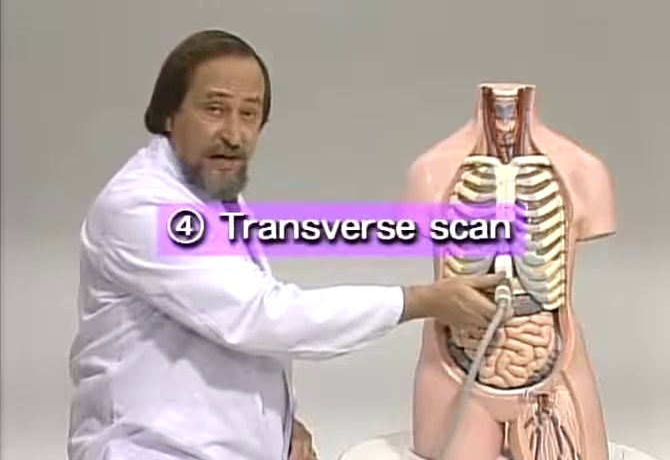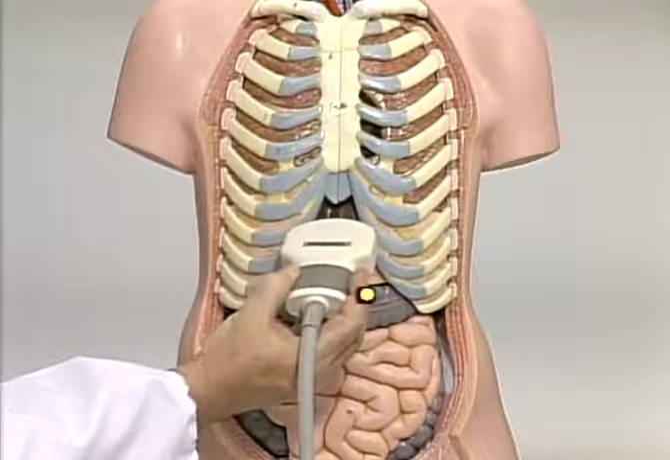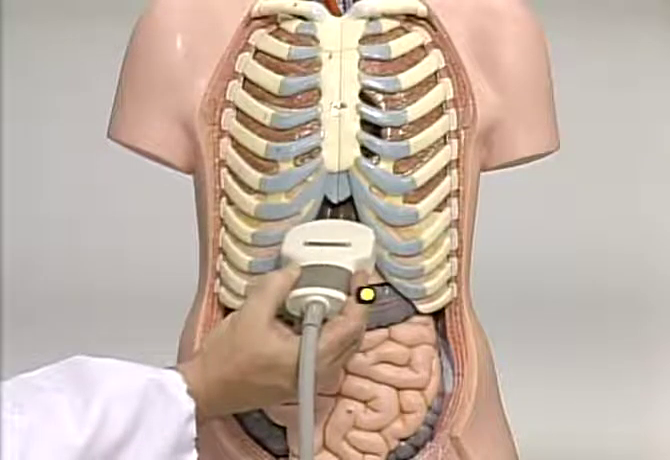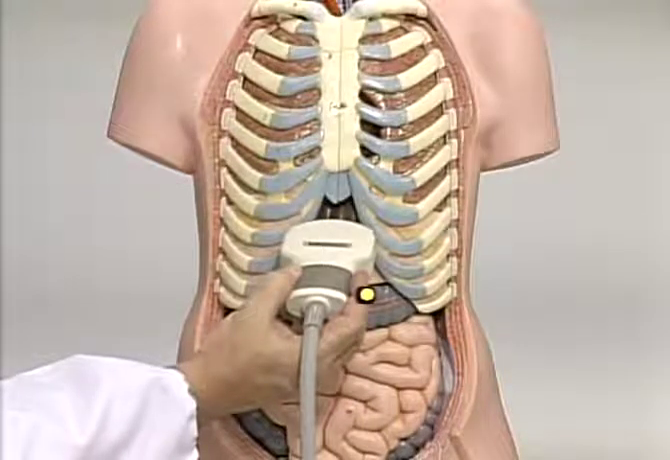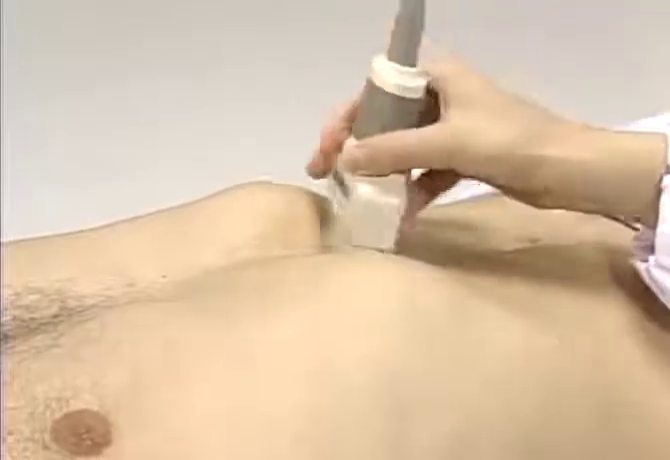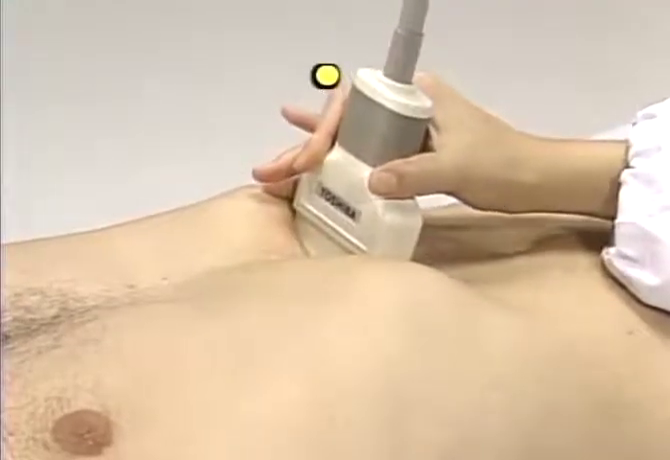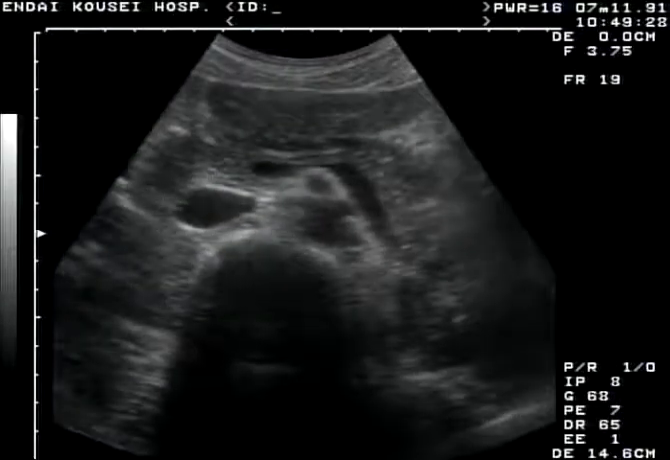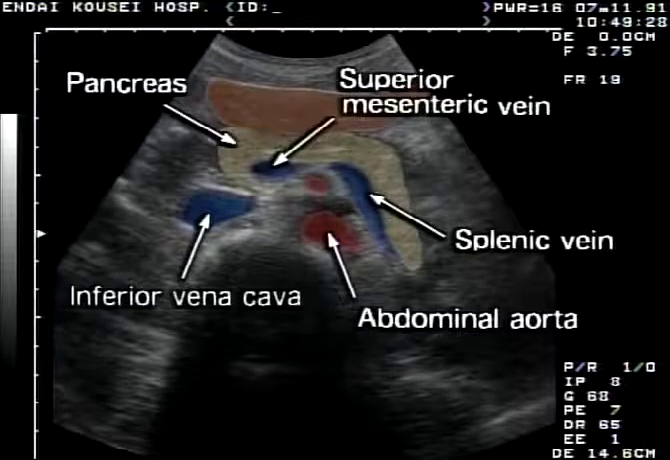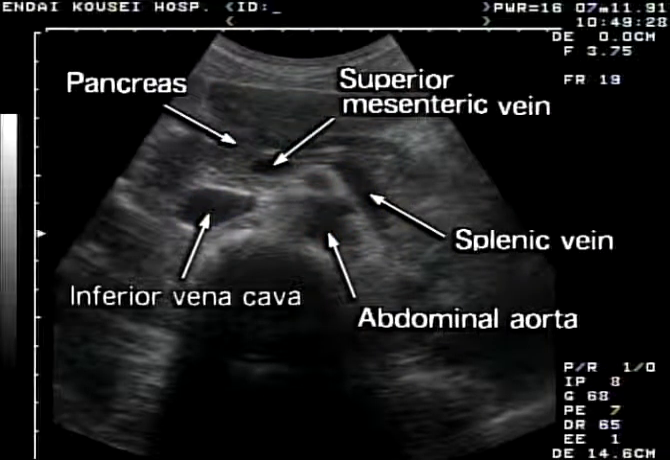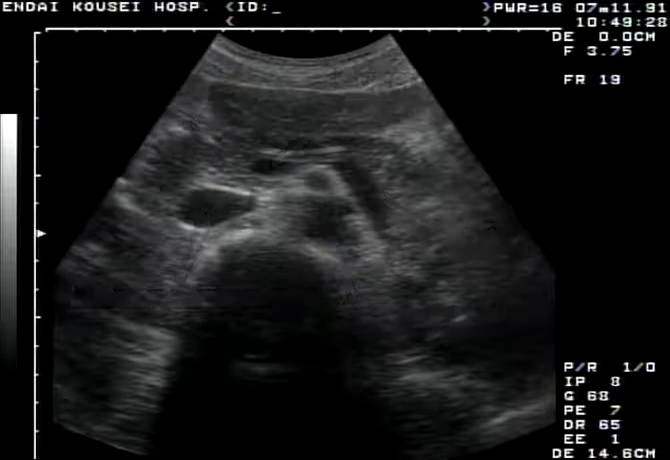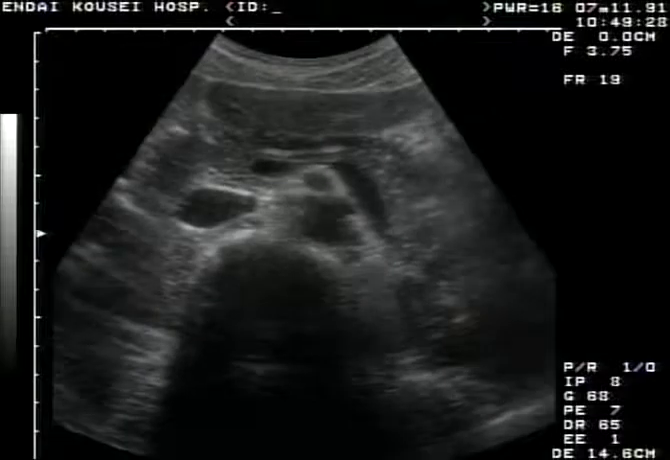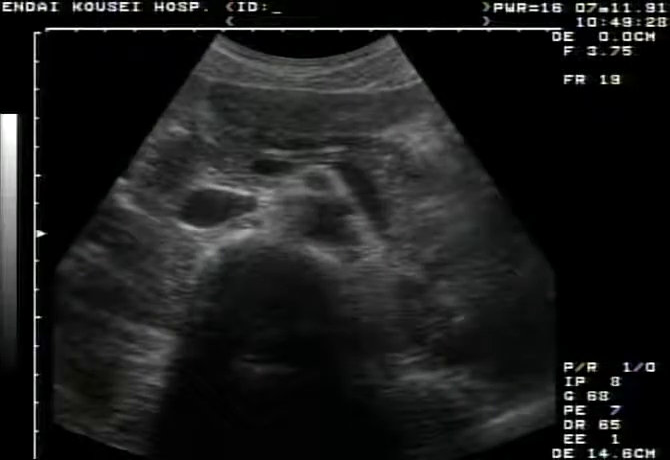Next is the transverse scan. First, position the probe at the epigastrium, turn it about 90 degrees counterclockwise, then scan the patient transversely. The inferior vena cava and superior mesenteric vein appear as short axial tomographic images in the transverse scan. On the abdominal wall side of the images, the transverse plane of the splenic vein looks like a tadpole. This rather large elliptical part of the head of the tadpole is the point where the splenic vein and the superior mesenteric vein merge. The pancreas is visualized as an elongated image curving towards the abdominal wall side of the splenic vein.